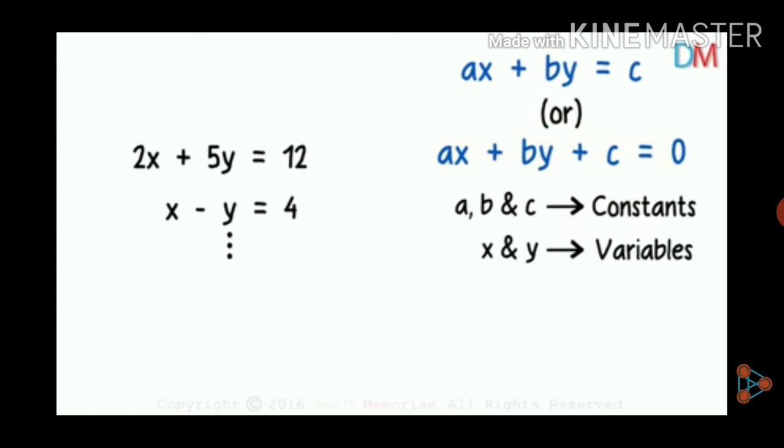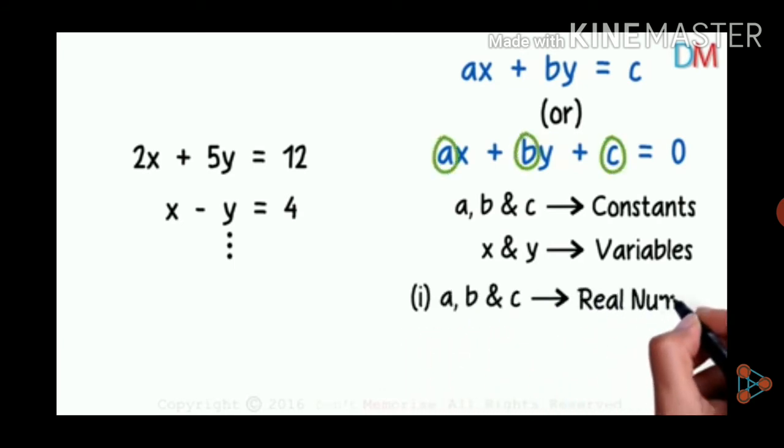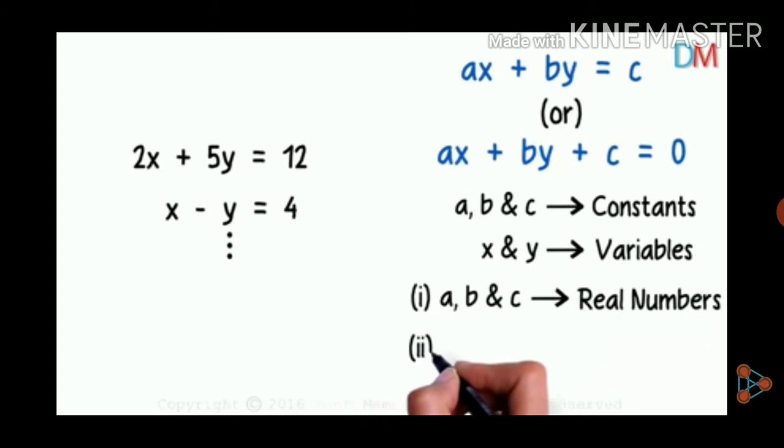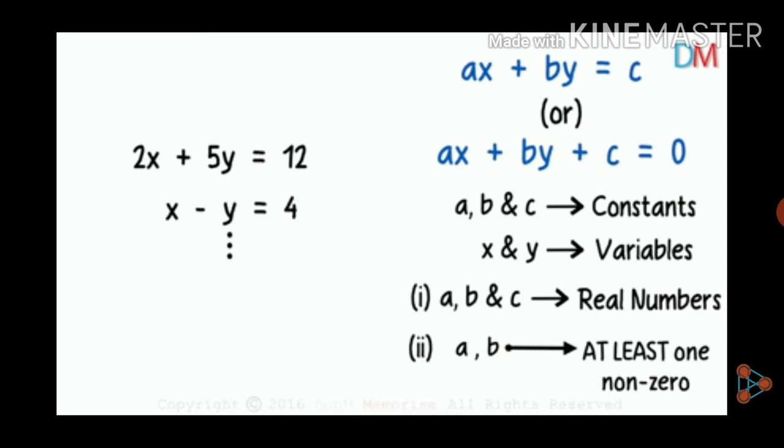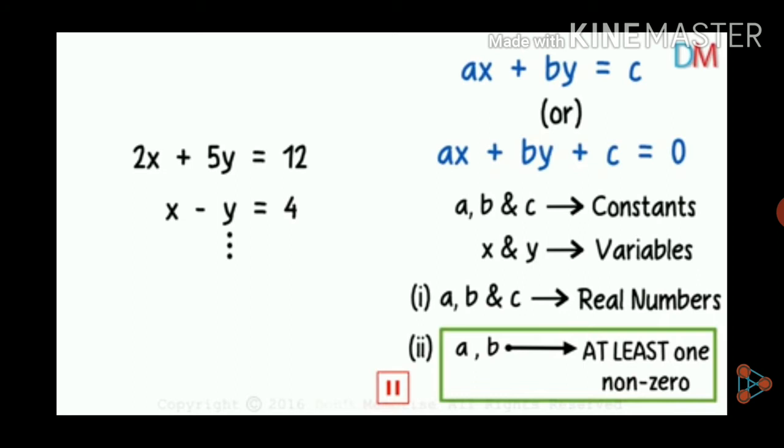Hold on, are there any conditions here? Yes. First, the constants a, b, c have to be real numbers, and the second condition is interesting and I want you to listen to it carefully. Both a and b cannot be zero together. Yes, it means at least one has to be non-zero. So the values of a and b cannot be zero together. At least one has to be a non-zero number.